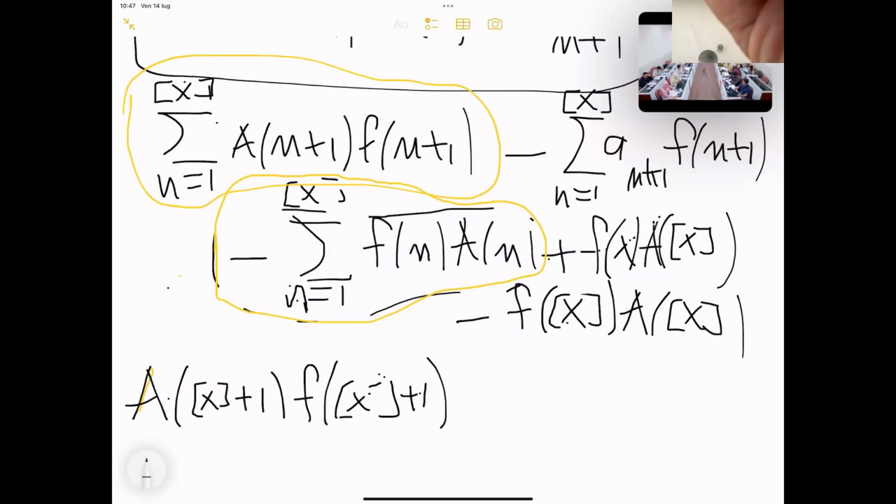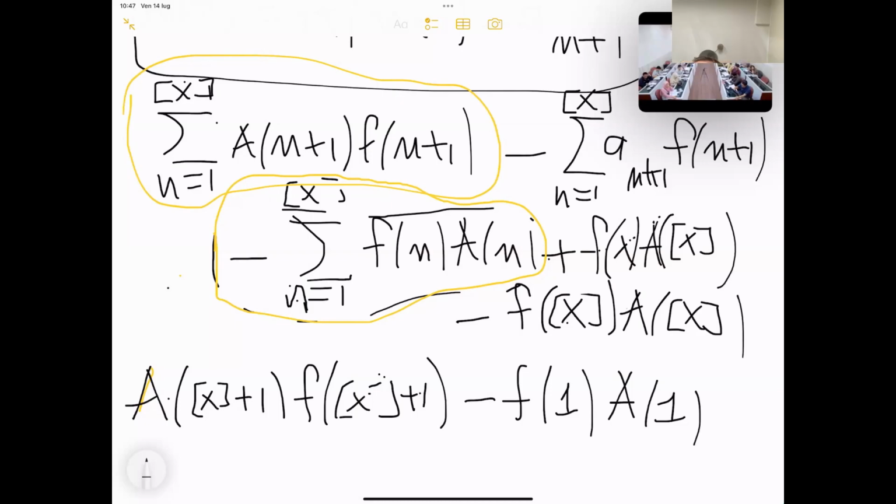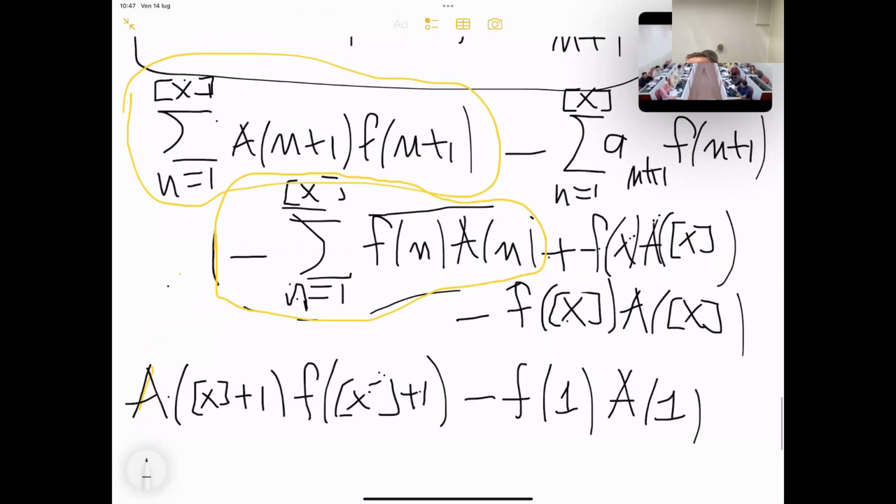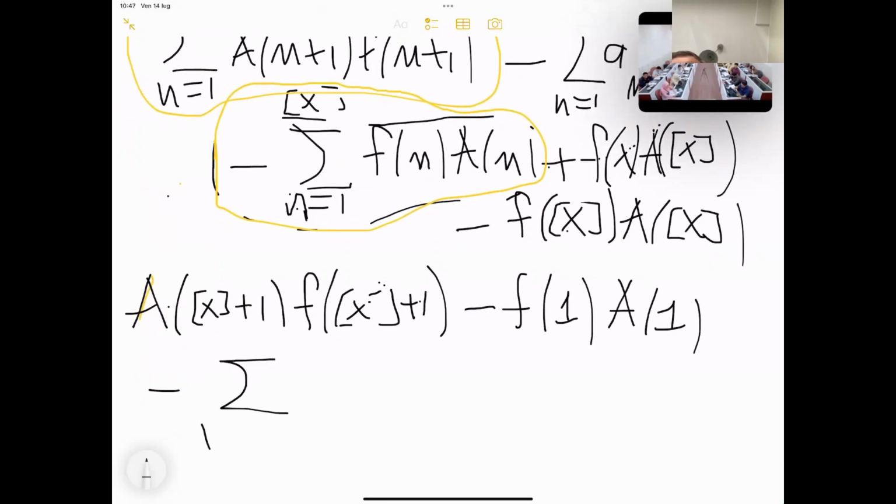Okay, this is in the first sum, but not in the second sum. And then minus the first, so I have f of 1 and then A of 1. And the rest will cancel, right? And then here, I still have minus the sum for n goes from 1 to the integer part of x of a(n+1) times f of n+1.